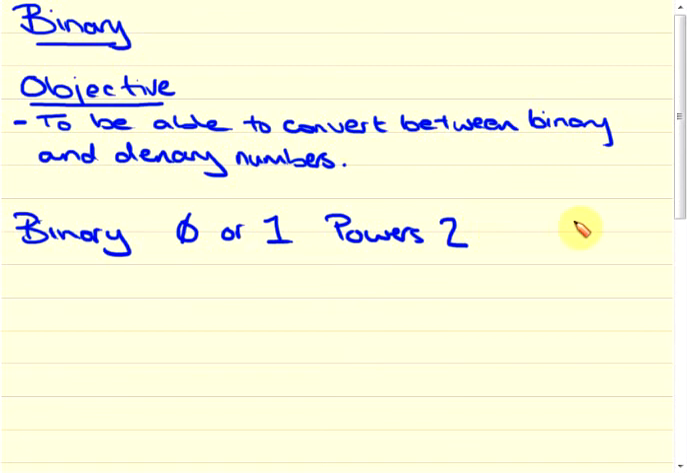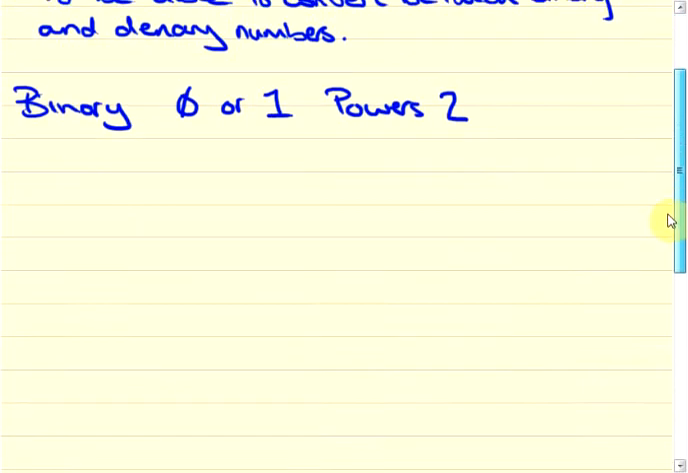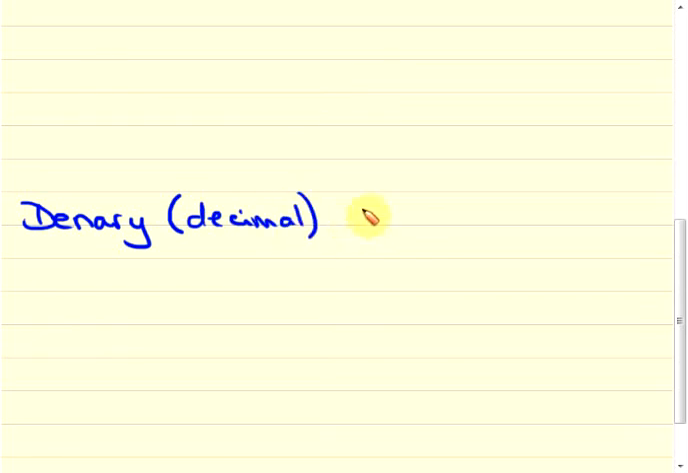hence why it's called binary, bi meaning 2. Now, in order to understand how binary works, it's useful if we take a quick look at how denary works. Now, denary is simply the posh name for our number system that we use on a day-to-day basis. We sometimes also call this decimal. And it uses powers of 10, possibly because we've got 10 fingers, and it uses the symbols 0 to 9.